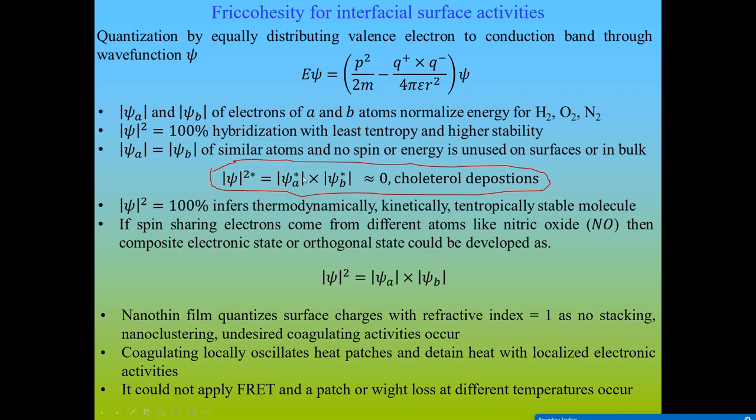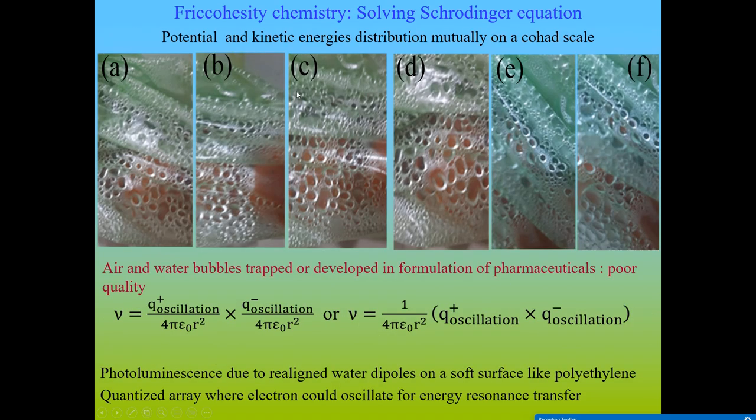But when we have given oscillation, wave function is the oscillation. So when it started oscillation, it was not zero. So that's why, and see these different pictures, they are the pattern of cohesive and adhesive forces. It's very excellent. Why is it so? When the cohesive forces or friccohesity changes and physicochemical parameter varies, this reflecting photoluminescent nature is changed.